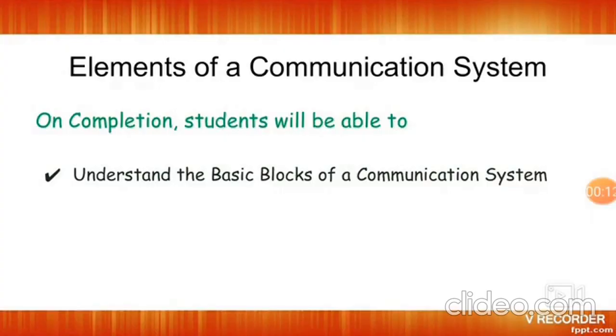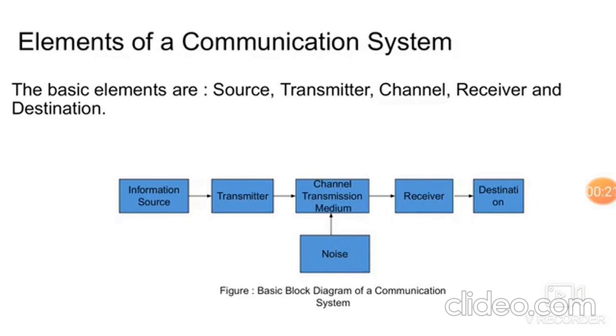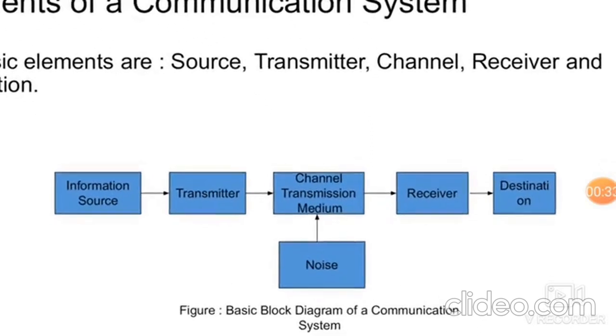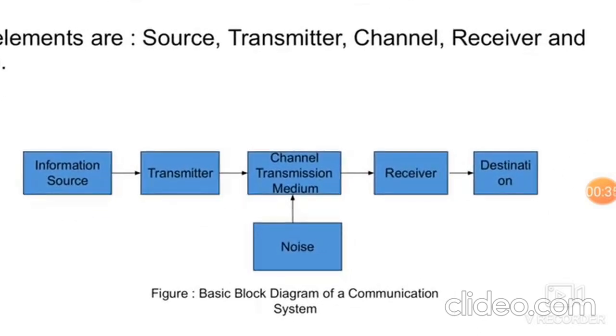After completion of this session, the learners will be able to understand the basic blocks of communication systems and basic concepts of amplitude modulation. Here is the block diagram of a communication system. The basic elements are source, transmitter, channel, receiver and destination. The first one is the information source, followed by the transmitter, the channel (transmission medium with added noise), the receiver, and the destination as the final block.